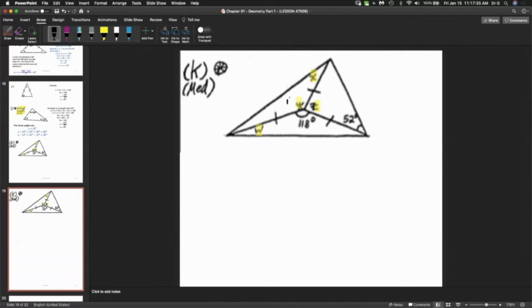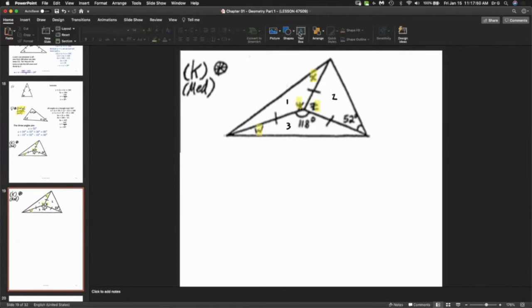So I'm going to call this triangle number 1, triangle number 2, and triangle number 3. So let's talk about these triangles separately and see if we can make heads or tails of things. I'm going to start with triangle number 3.